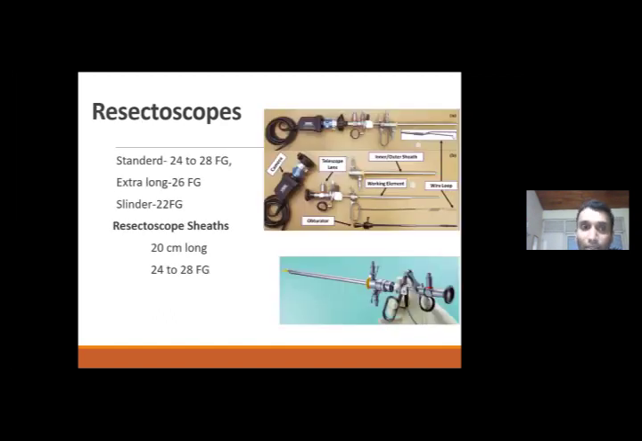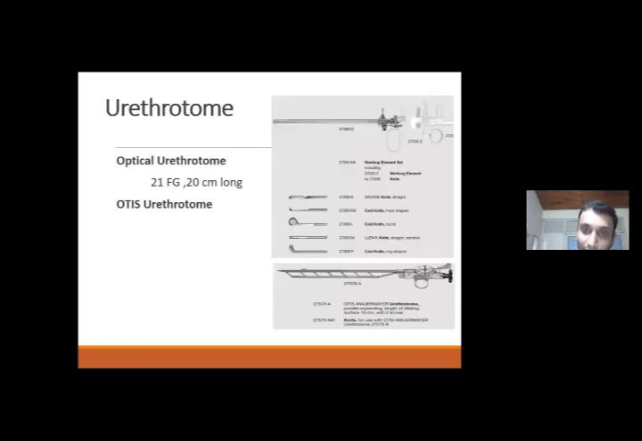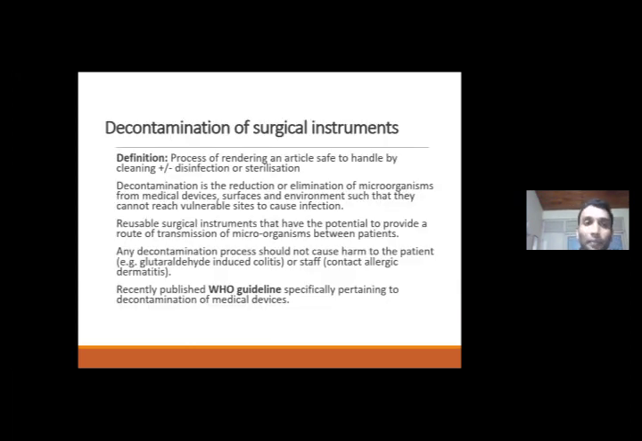Then the resectoscope: the standard one is from 24 to 28 French gauge, with the extra long one at 26 French gauge and the slender one at 22 French gauge, and the resectoscope is usually 20 centimeters long. The optical urethrotome is 21 French gauge and 20 centimeters long, with some being the Otis urethrotome.